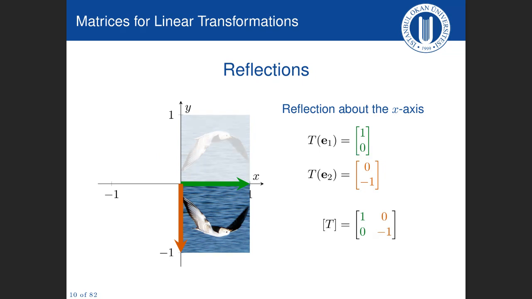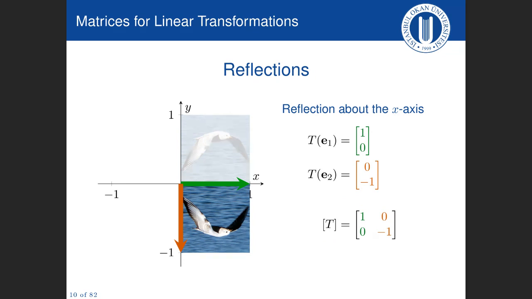But T reflects (0, 1), which was originally pointing upwards. When we do the reflection about the x-axis, it points downwards. T of E2 is (0, minus 1). And that gives us the two columns of our matrix. First column is (1, 0), and the second column is (0, minus 1). The standard matrix, [T], for reflection about the x-axis is 1, 0, 0, minus 1.